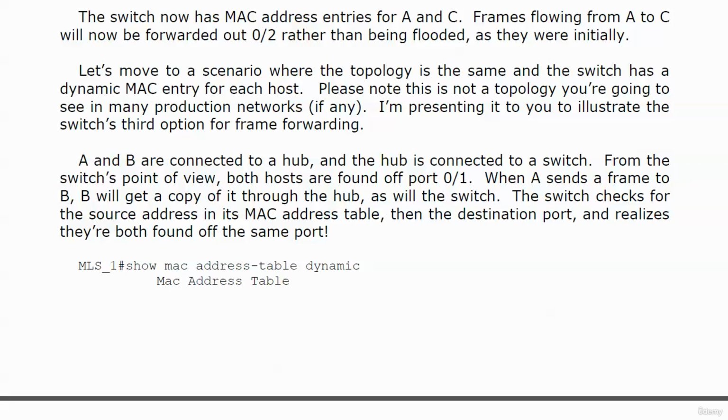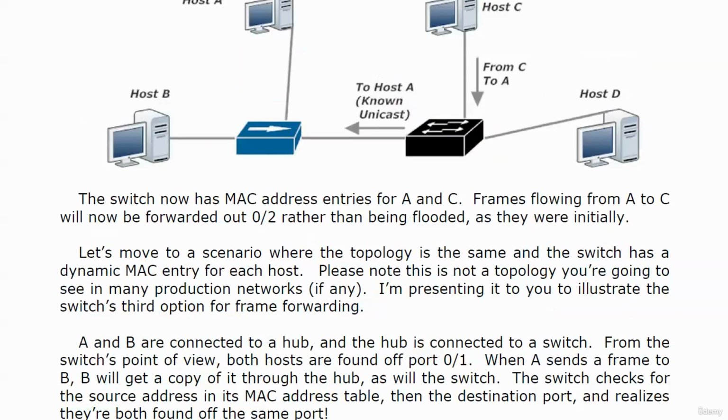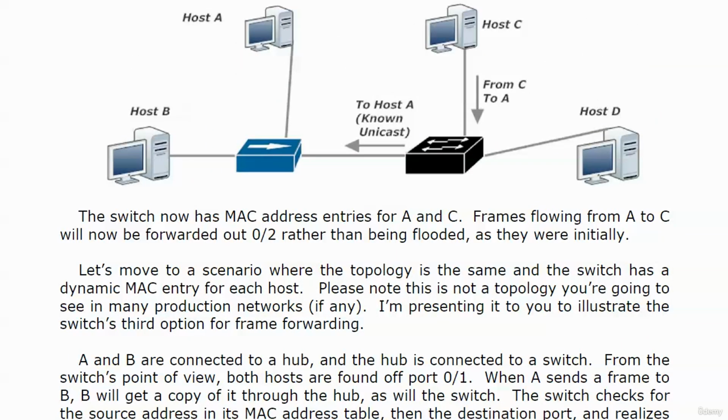And at this point, we know that A and B are connected to the hub. And the hub is connected to a switch. Okay, so we've got that back on the screen. From the switch's point of view, both A and B are found off port 0/1. When A sends a frame to B, B is going to get a copy of it through that hub, as will the switch. So the switch is going to do what? It's going to look at the source address at first, then it's going to look at the destination address, and it's going to say, wait a minute, what's going on here?